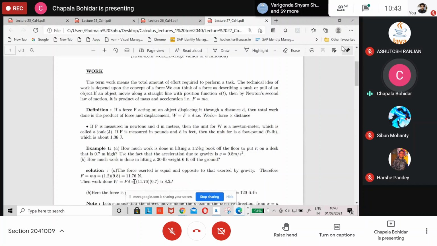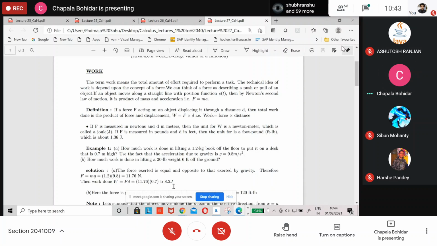You get the force in Newton. Then work done W is equal to force into displacement. The distance is 0.7 meter high. So we'll get this result. I don't want to waste your time because this week I have to finish up to chapter 8.